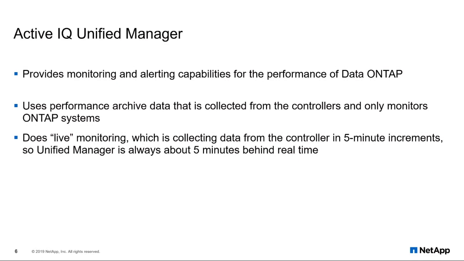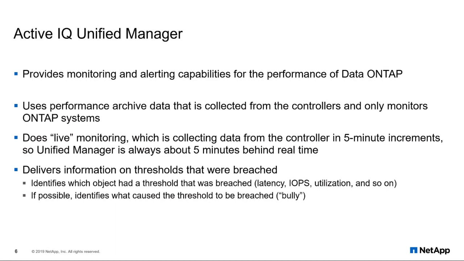ActiveIQ Unified Manager also delivers information that is related to thresholds that were breached. This information identifies which object had a threshold breached, latency, IOPS, utilization, and so on, and if possible, identifies the cause of the breach, often referred to as a bully. Finally, ActiveIQ Unified Manager provides trending information for all workloads. This information can be invaluable because it's often unclear whether anything has changed.